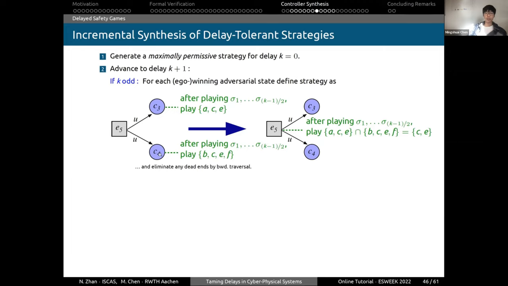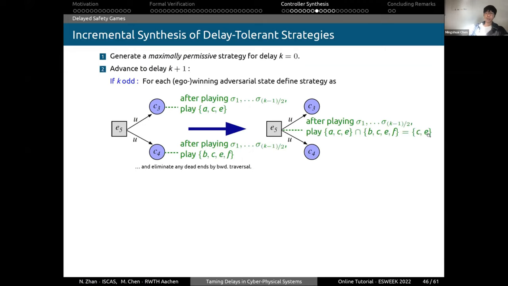And then similarly for C4, we have a winning strategy already under delay K. And now we have to lift the delay to K plus one. That means now we have to annotate E5, a winning strategy for the controller. Because we cannot distinguish which action the environment player chose, we have to make a safe choice. That means we have to take the intersection of these two sets of winning strategies. Okay, the intersection in this case gives us C and E.